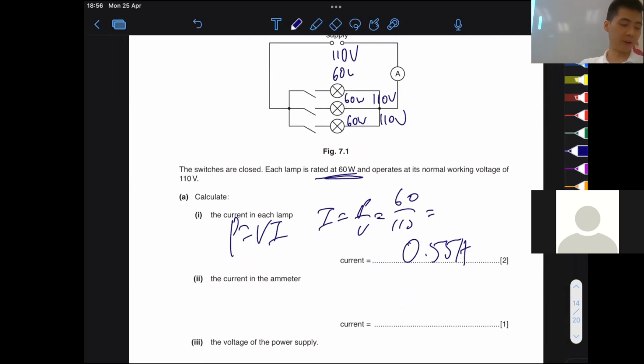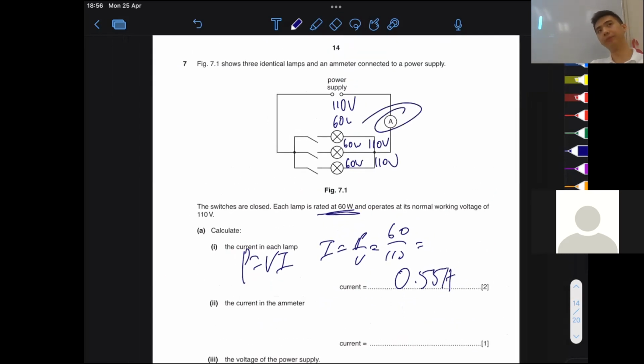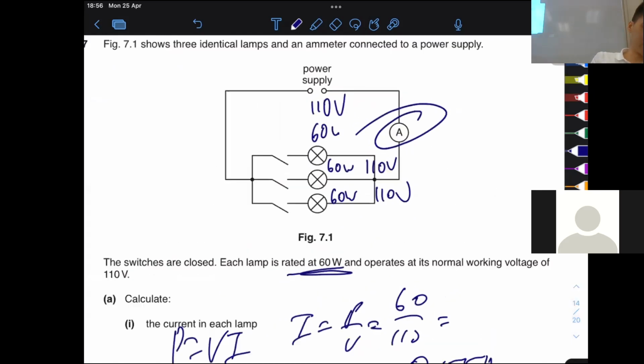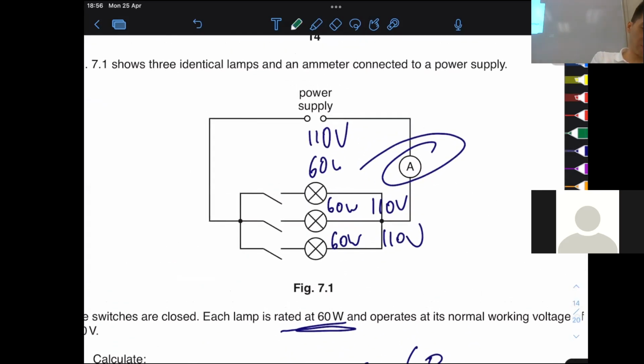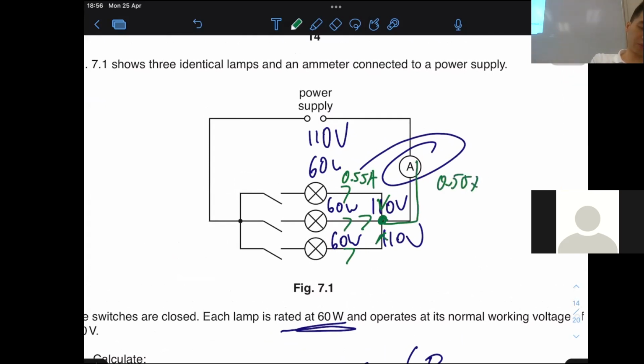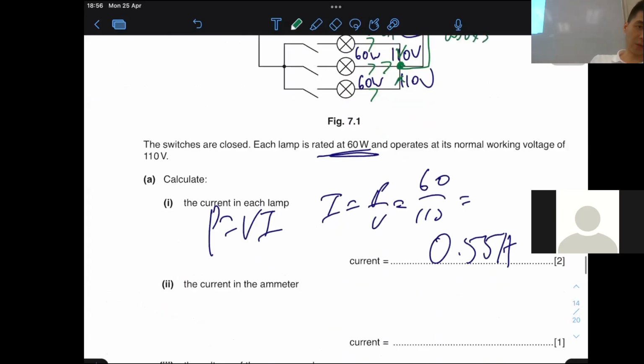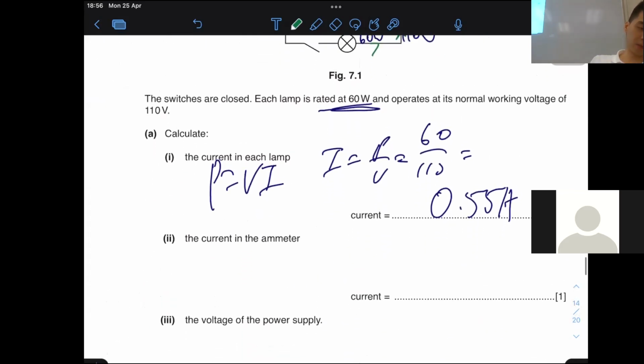Now after that, they want you to find the current in the ammeter. How do I find the current in the ammeter? What times 3? If you found that one line of it is going to be 0.55 amperes, this will be 0.55 amperes, and this will be 0.55 amperes as well, right? They will combine together at this point here and flow to this ammeter here. That's why it's going to be 0.55 times 3, because there's 3 of it. Press that in the calculator. I think you'll get 1.66. 1.65.